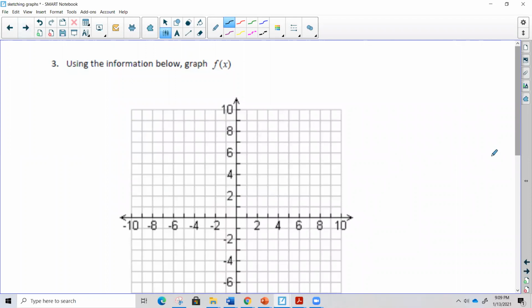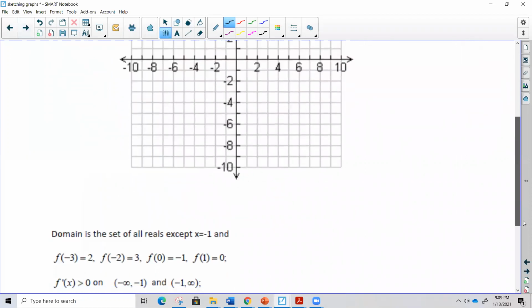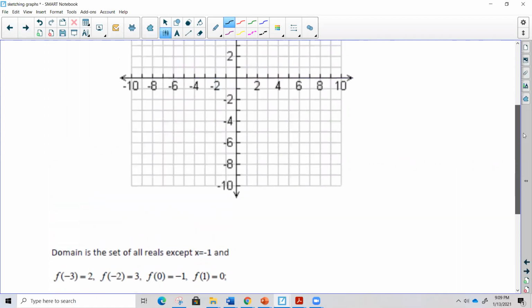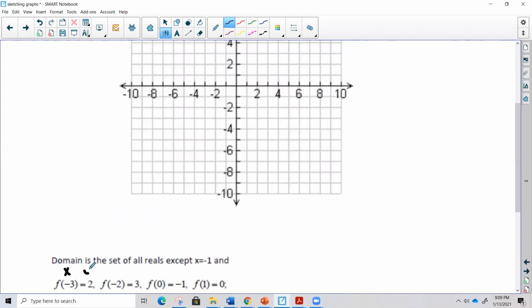Okay, so let's look at another one. So it says use the information to graph f of x. So the domain is the set of all real numbers except x equals -1. So that means there's not going to be a point when x is -1. We have f of -3 equals 2. So I'm going to plot these. Again, this is my x, this is my y. So at -3, I'm going to plot a +2. At -2, I'm going to plot a +3.